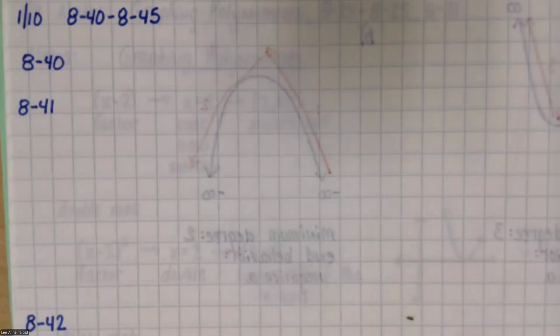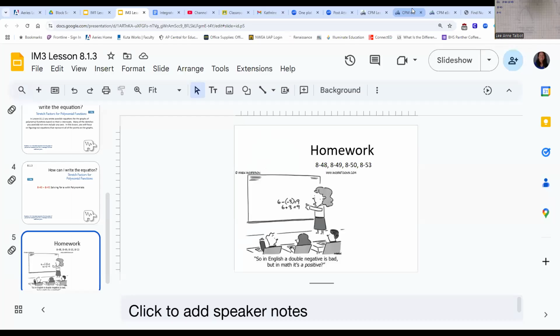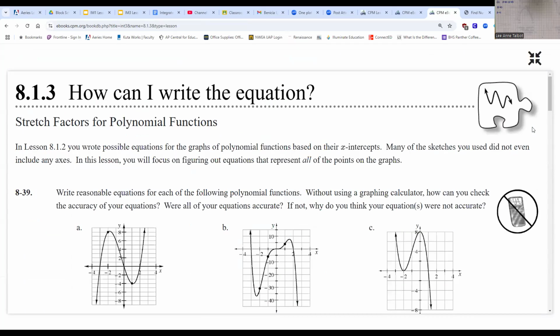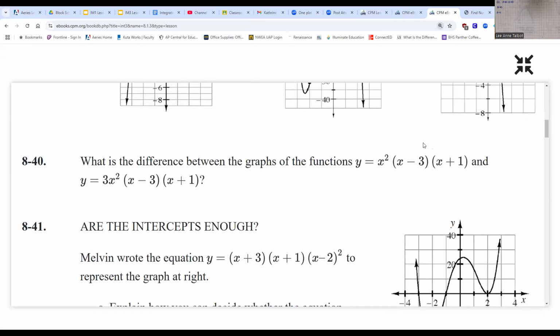Find the book. We actually have to use the book today. Weird. Number 40. It's just really long question. Kidding. What is the difference between the graphs of the function y equals x squared, x minus 3, x plus 1, and y equals 3x squared, x minus 3, x plus 1? Yeah, this one has an a value of 1, and this one has an a value of 3.